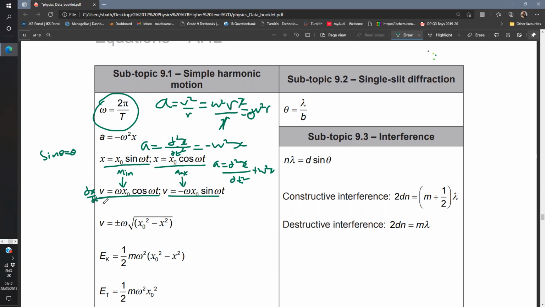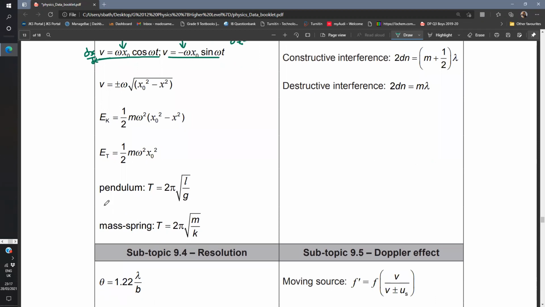Okay, now we are going to derive these two formulas. Starting off with the one at the bottom, let me write it here. We say that the summation of F is equal to ma. So this is basically Newton's second law. Then ma is equal to minus kx.